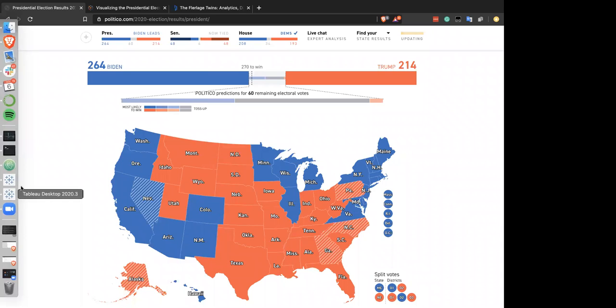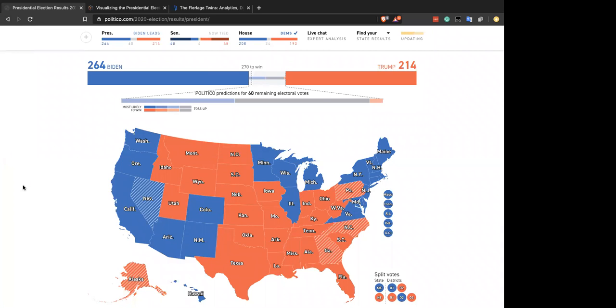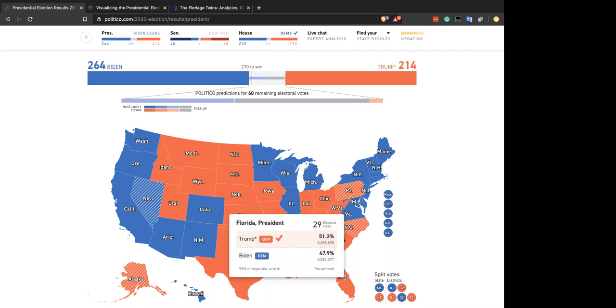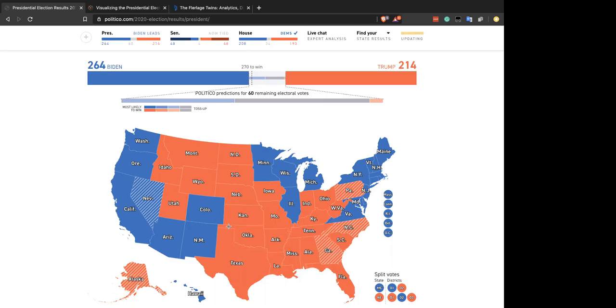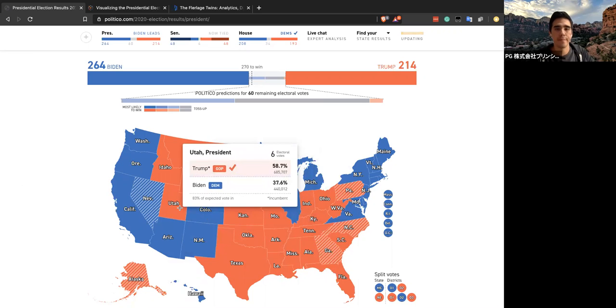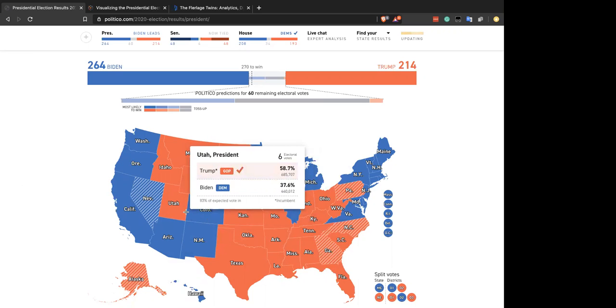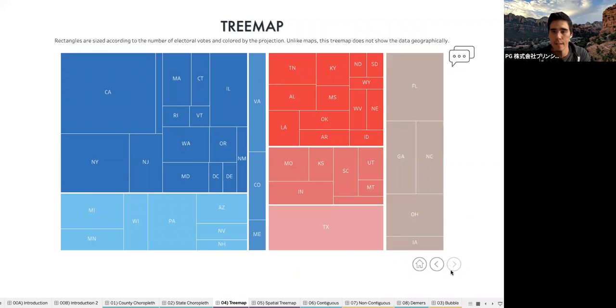But one downside of this chart is that we don't figure out how strong each state is. Maybe Florida has 29 votes. Instead, other small states such as Utah, just 6, or Alaska 3, or Hawaii 3, or something like that. True. But yeah, geographically it's very clear.